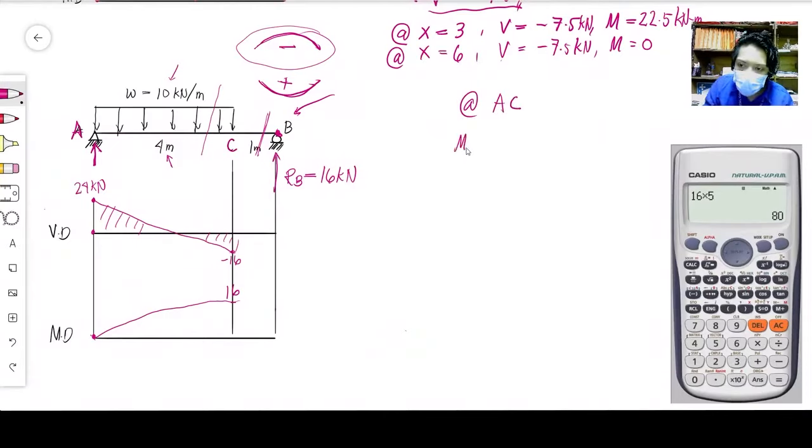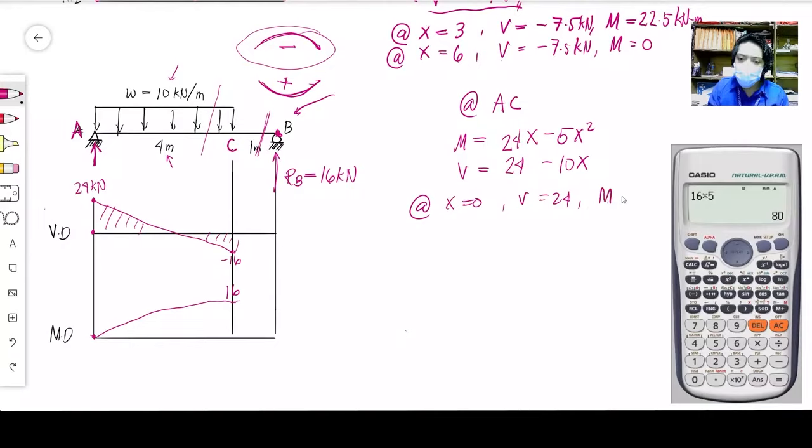Segment AC, the moment equation is, let me rewrite it again. At x equal to 0, as we already got, your shear is equal to 24 and your moment is equal to 0. And at x equal to 4, your shear is equal to negative 16 and your moment is equal to 16. Now we still need to find the moment at this point right here, because when shear is 0, that is the maximum moment. So first thing you have to do is to identify this distance.